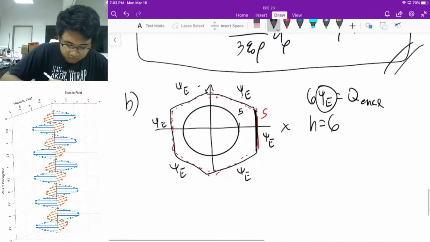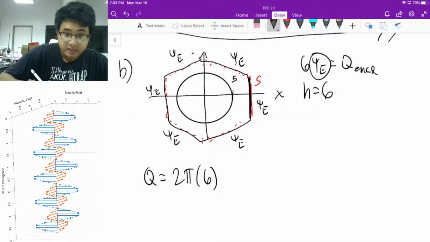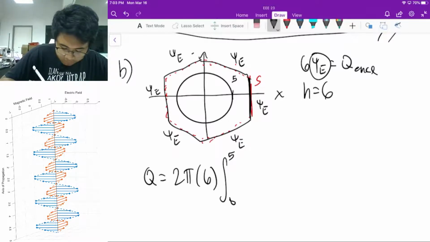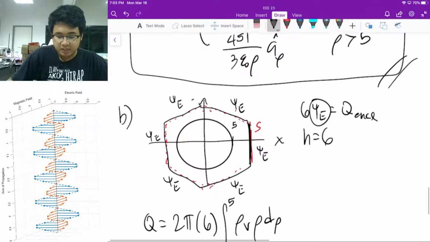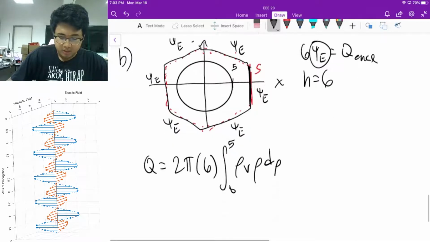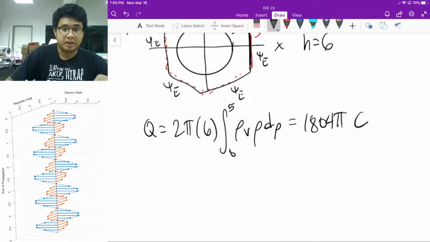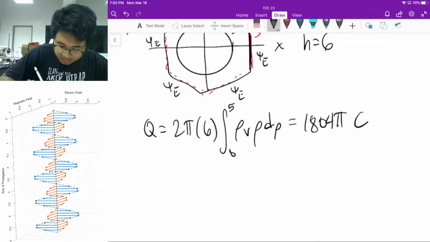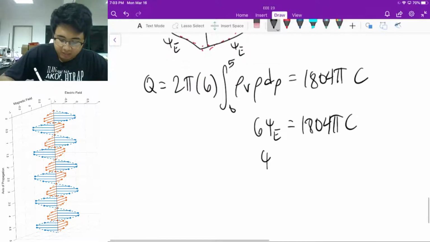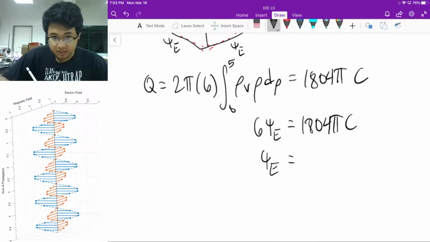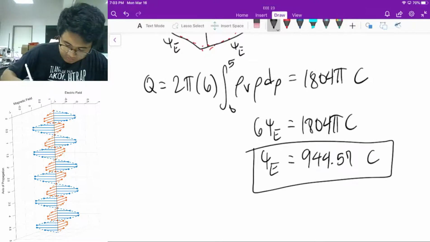So the total charge enclosed is equal to 2 pi times the height, and the integral from 0 to 5 of your charge distribution, rho. Okay? And you can actually solve that from here, and you will get 1804 pi coulomb. And that is equal to 6 times the flux across one side. Divide that by 6, you get 944.57 coulombs. And this is your answer.